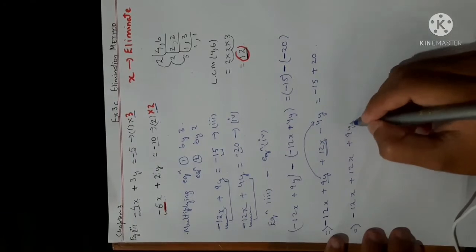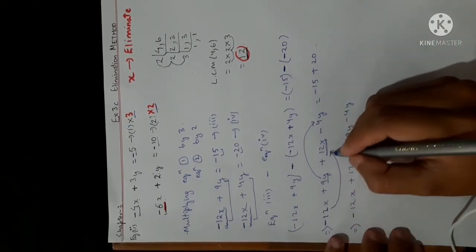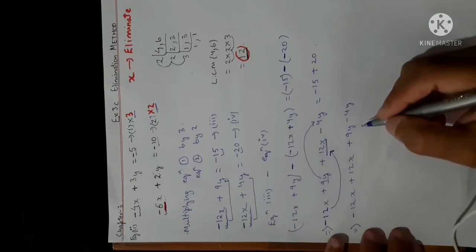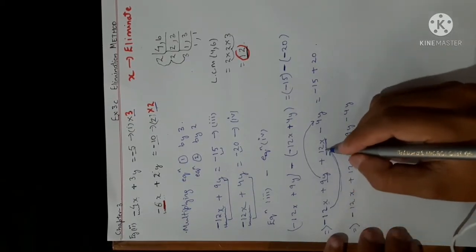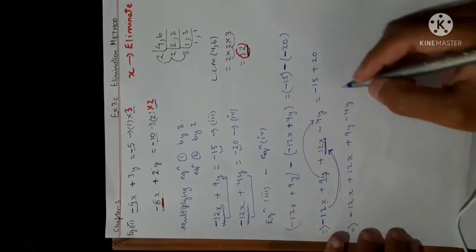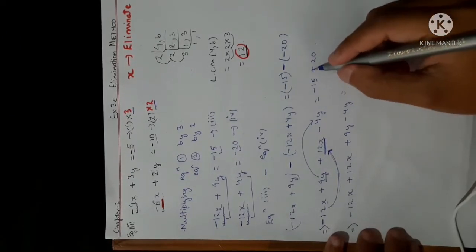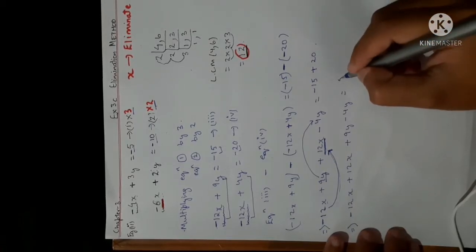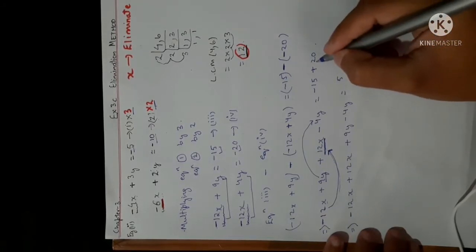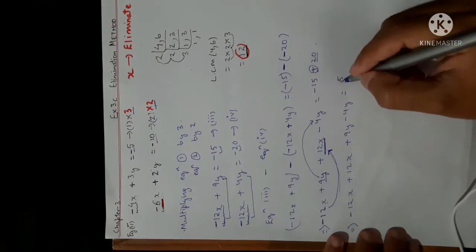Plus 9y minus 4y. Now remember, we only add or subtract the like terms. So here has x, so we must add or subtract with those terms containing x only. And here there are simply numbers, minus plus, so minus, so we have to subtract. 20 minus 15 equal 5, and which is greater? 20 is assigned with plus sign, so hence we write plus.